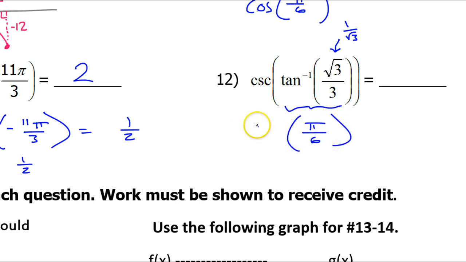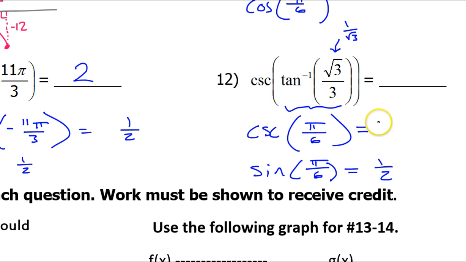Fine, so now I must evaluate the cosecant of pi over 6. Well, cosecant is the reciprocal of the sine function. So what is the sine of pi over 6? We've memorized that that is 1/2. So the cosecant is going to be the reciprocal of that, which is 2. So that's why the final answer is going to be simply 2.